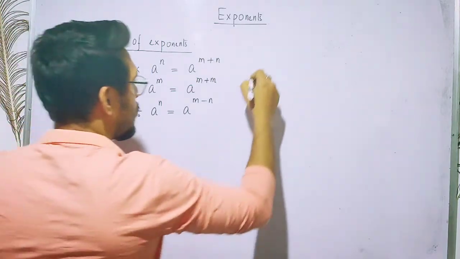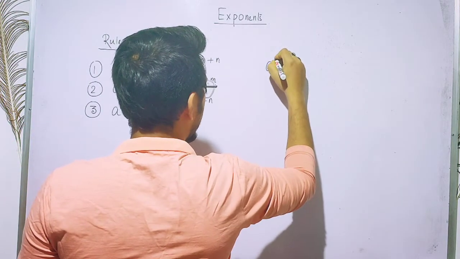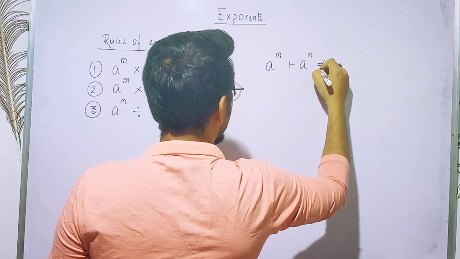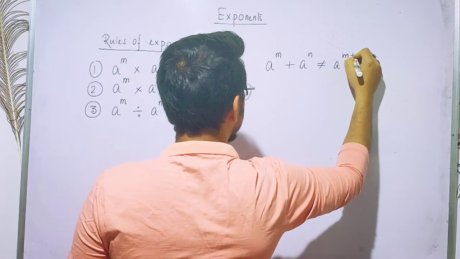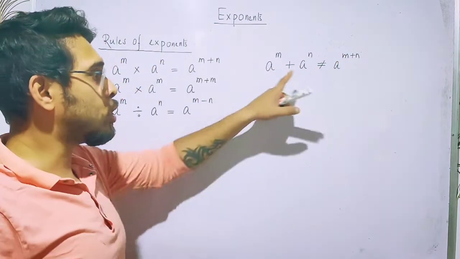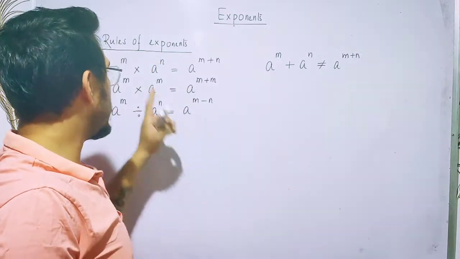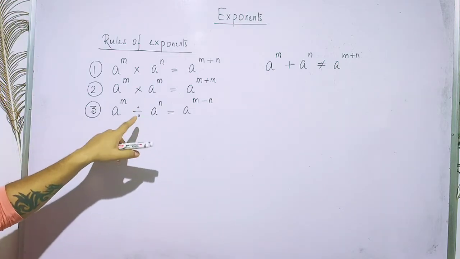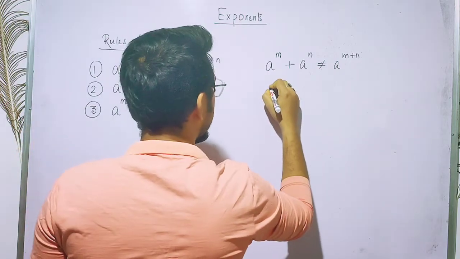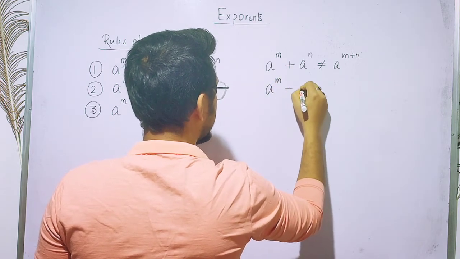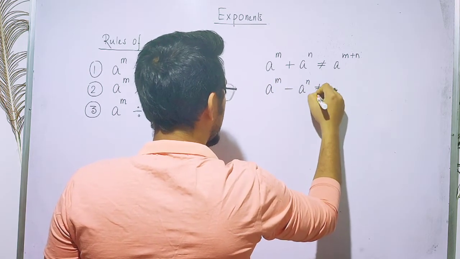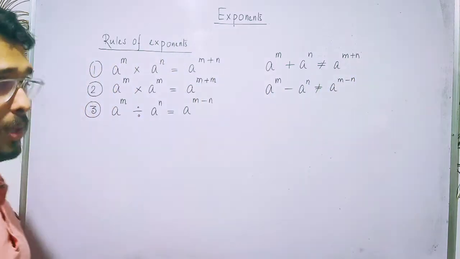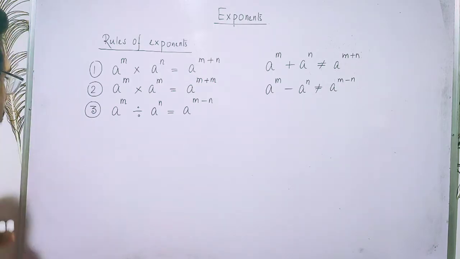Okay, if you are getting something like this, for example, if you have a to the power of m plus a to the power of n, you cannot do a to the power of m plus n. Remember, you cannot do that. That is not equals to this one. This is only going to be equal if this is a multiplication, and for minus this is only going to be equal if this is a division. You cannot say something like a to the power of m minus a to the power of n not equals to a to the power of m minus n. It is never going to be equal to that. Okay, so these are the 3 rules. Then let us go to the fourth one.